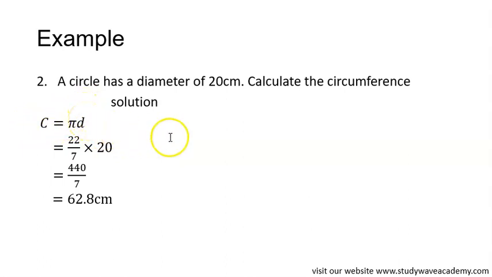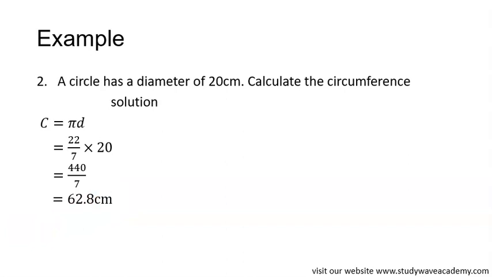We input our numbers into the formula. Pi is 22/7, or you can use 3.14, okay, times d, the diameter, 20. So when you multiply, 7 cannot cancel 20, so there's nothing to cancel. So 22 times 20 is going to give us 440/7. When you divide this, your answer is going to be 62.8 centimeters, okay? So the circumference of a circle with a diameter of 20 is 62.8 centimeters. Do you understand?